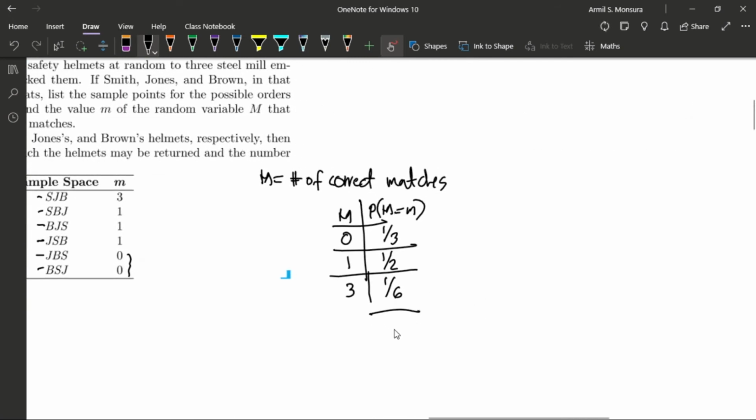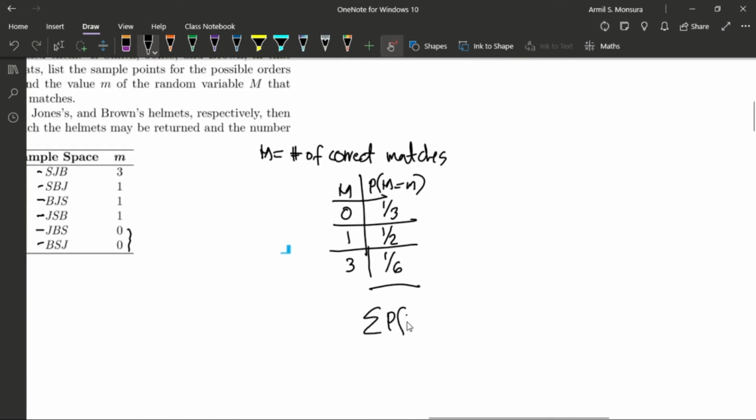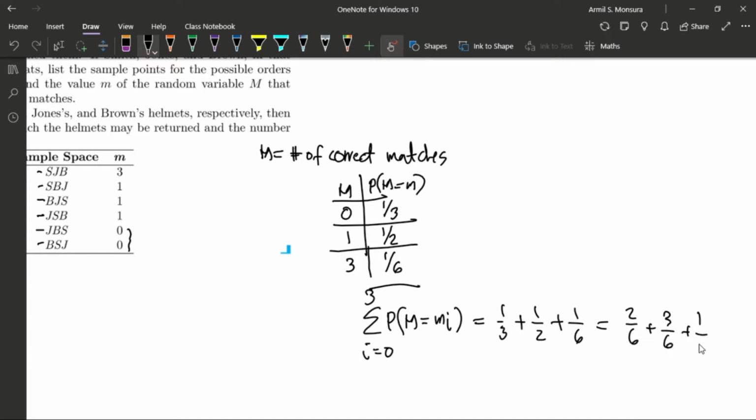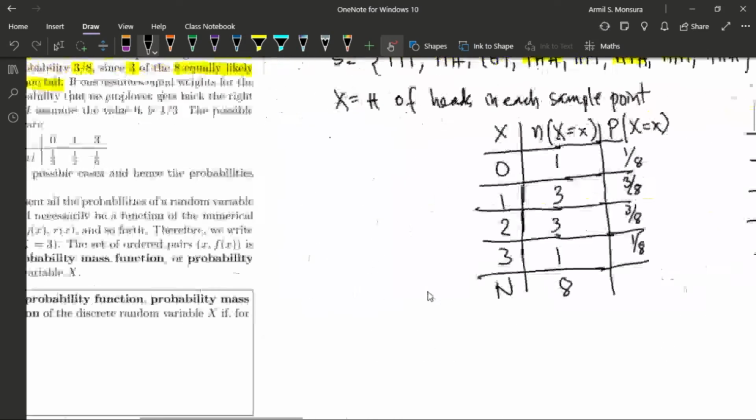Same thing with this one. If we add the probability that your m assumes a value m_i, for i equals 0 to 3, the value 2 would have a probability of 0, so we can simply ignore that since the probability that m would assume a value of 2 is 0. So this is simply 1/3 plus 1/2 plus 1/6, or 2/6 plus 3/6 plus 1/6, or 6/6 equal to 1. So again, the sum of probabilities in your probability distribution is equal to 1.